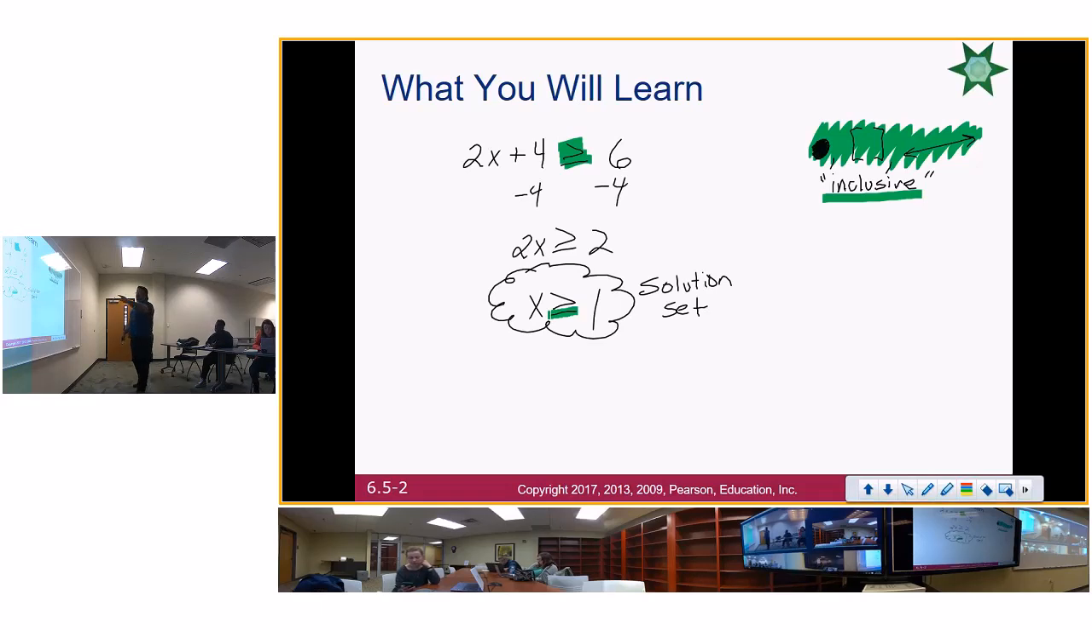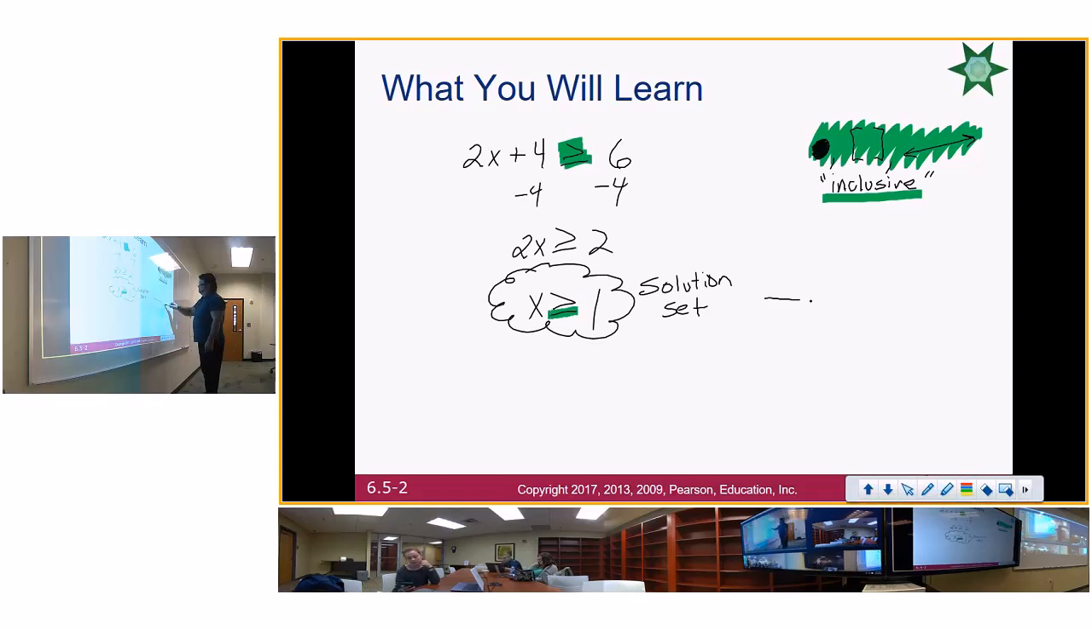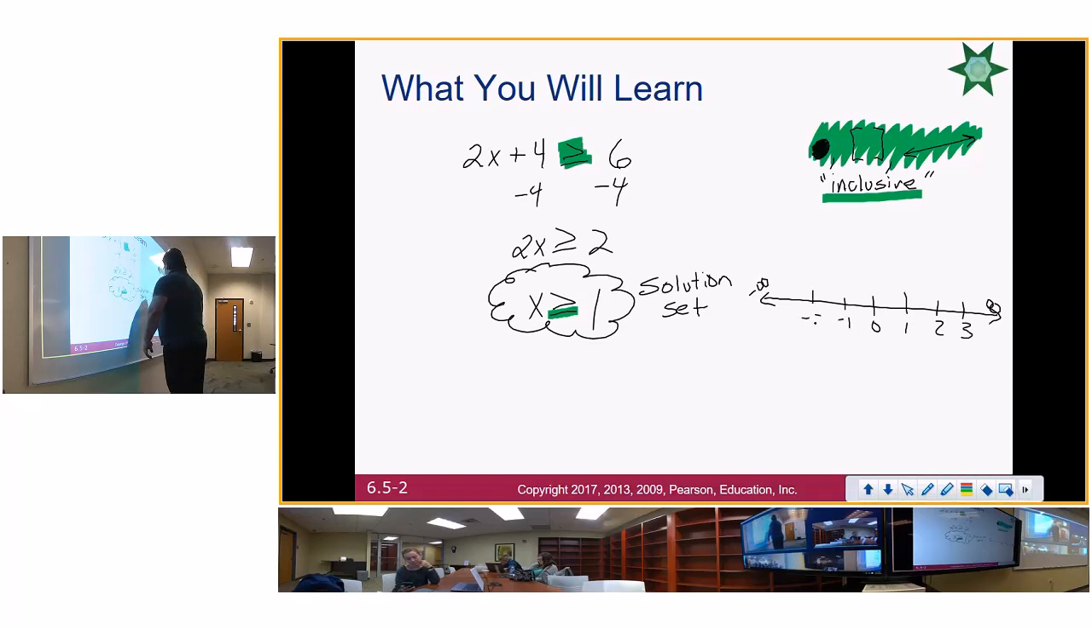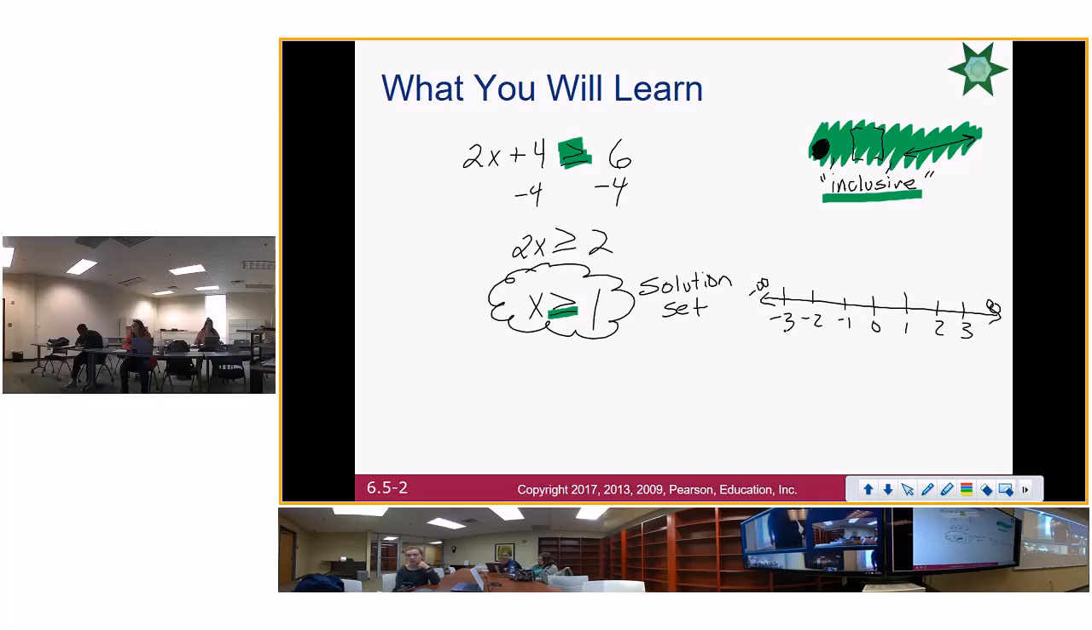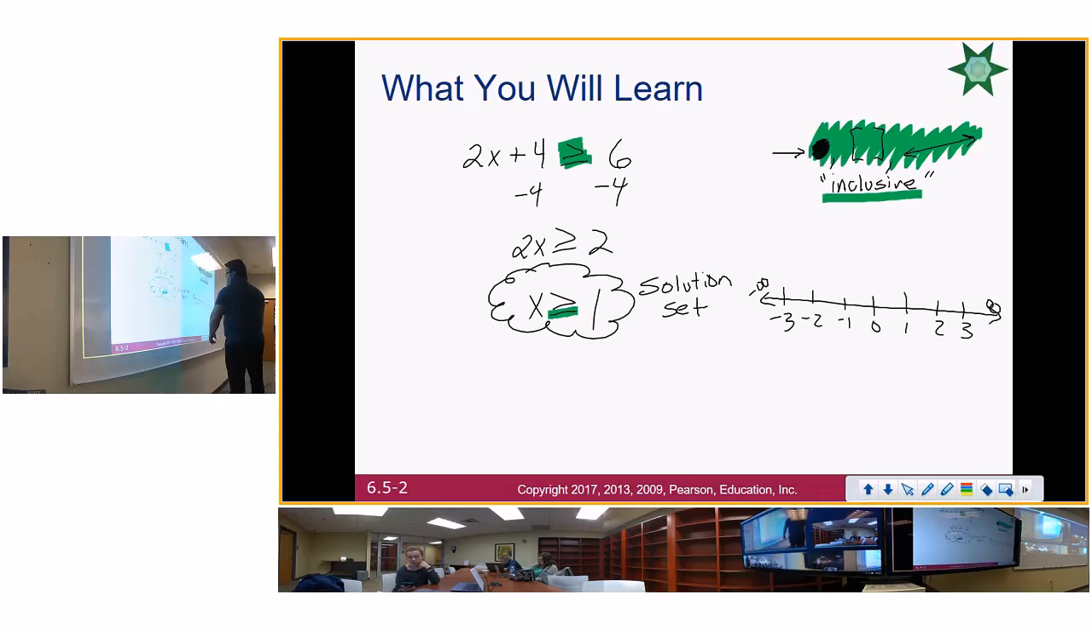Now we've got our answer, I'm going to graph it on the number line. This is called positive infinity. This arrowhead is called negative infinity. 0, 1, 2, 3, -1, -2, -3. So what are we going to put on that number line, an open circle or a closed circle? A closed circle, and it's going to be at 1.